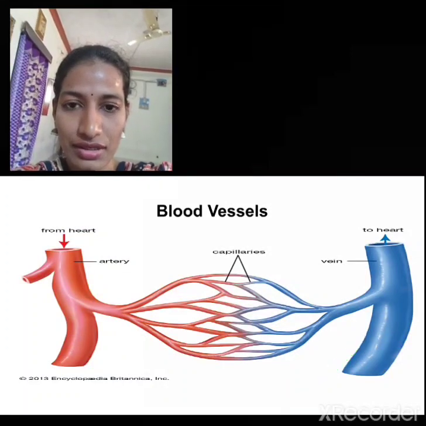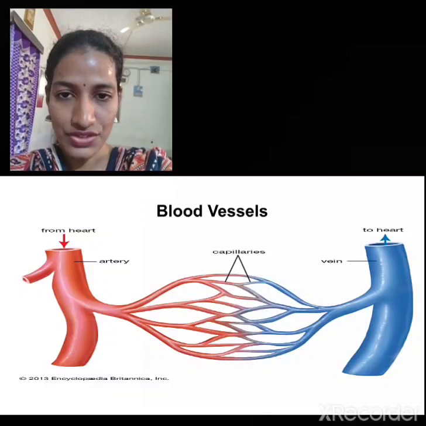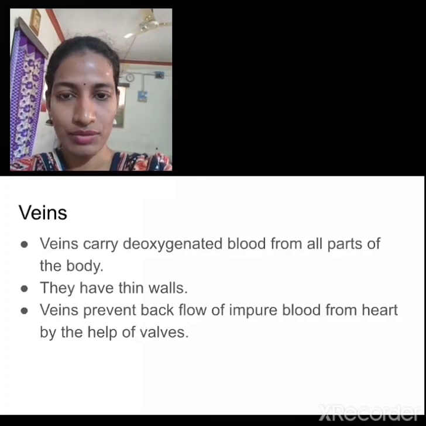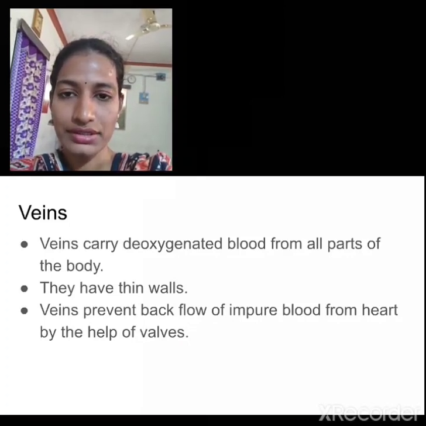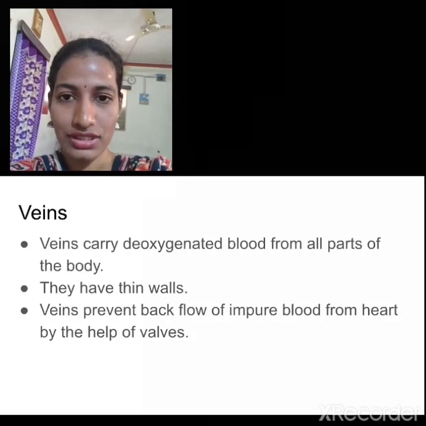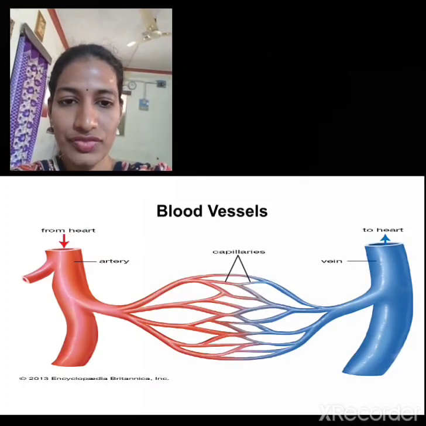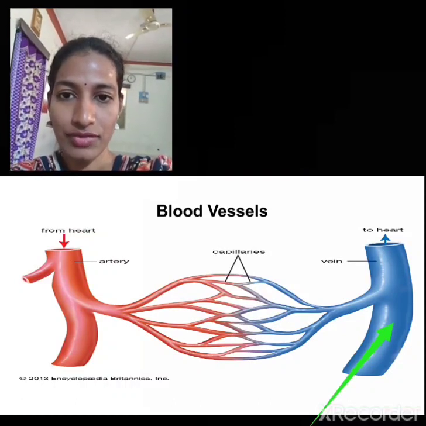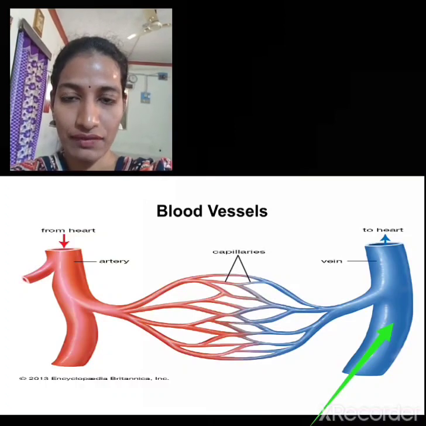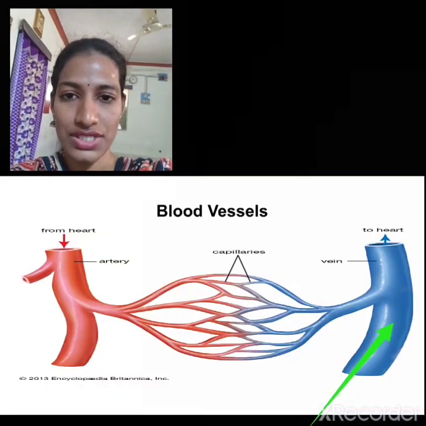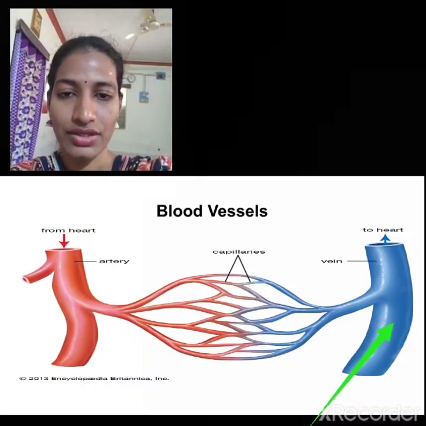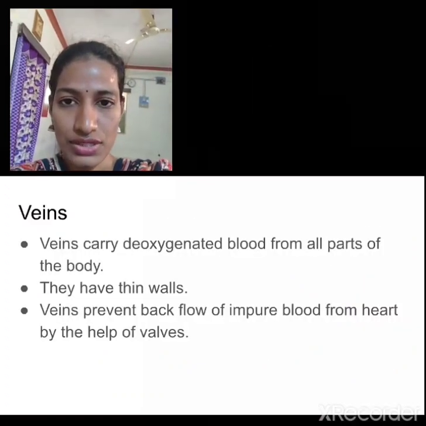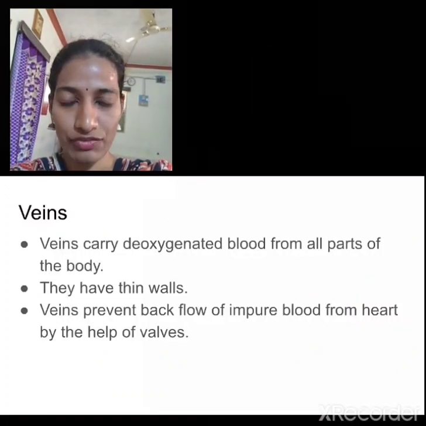Now let us see what these veins are and what is the function of the veins. Veins carry the deoxygenated blood from all the parts of our body, and they have thin walls. You can see in the diagram here, veins are a little bit thin when compared to the arteries, because arteries have to carry oxygenated blood which is more in quantity, but veins carry deoxygenated blood which is less in quantity.